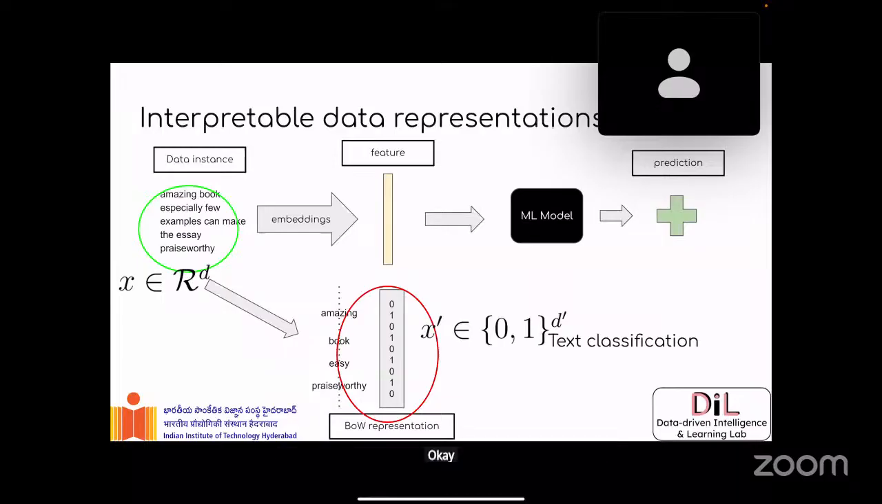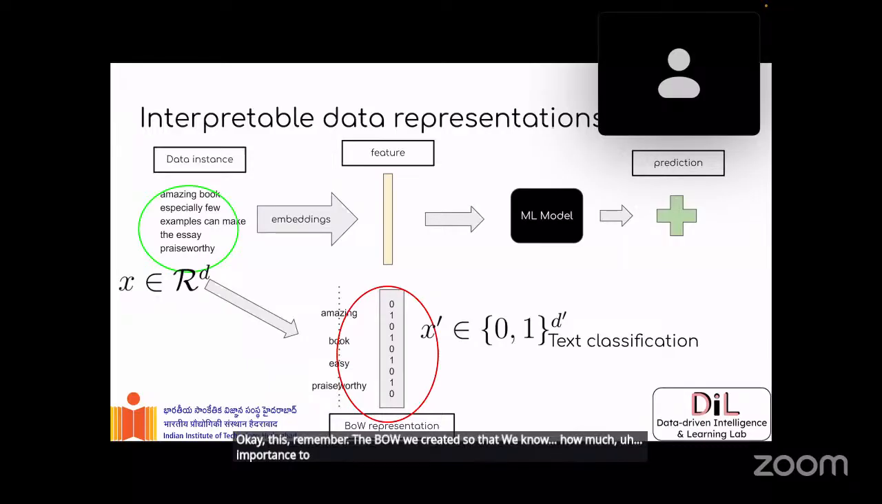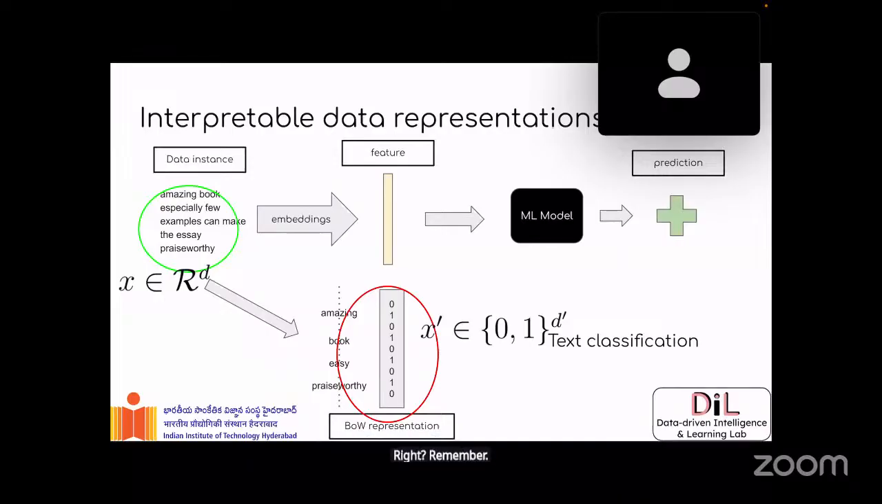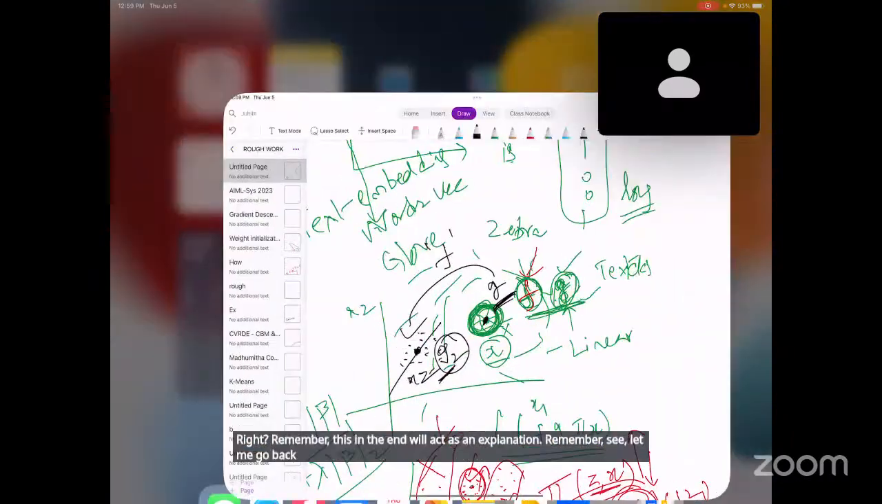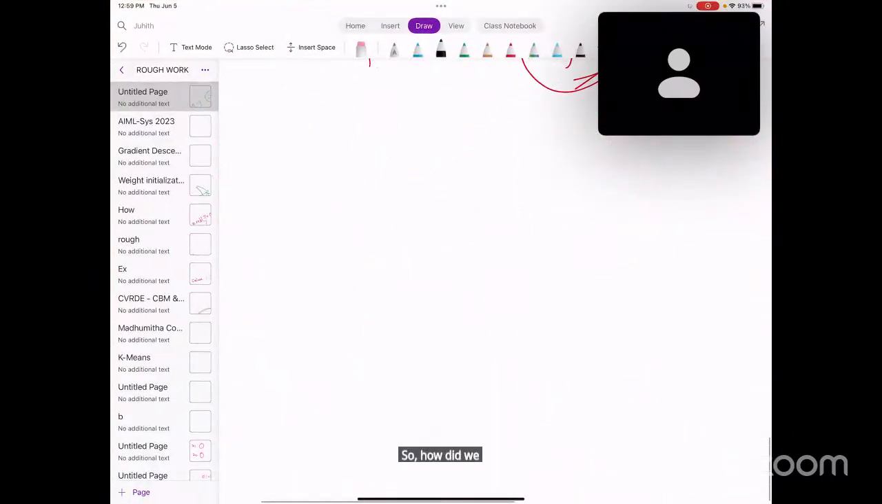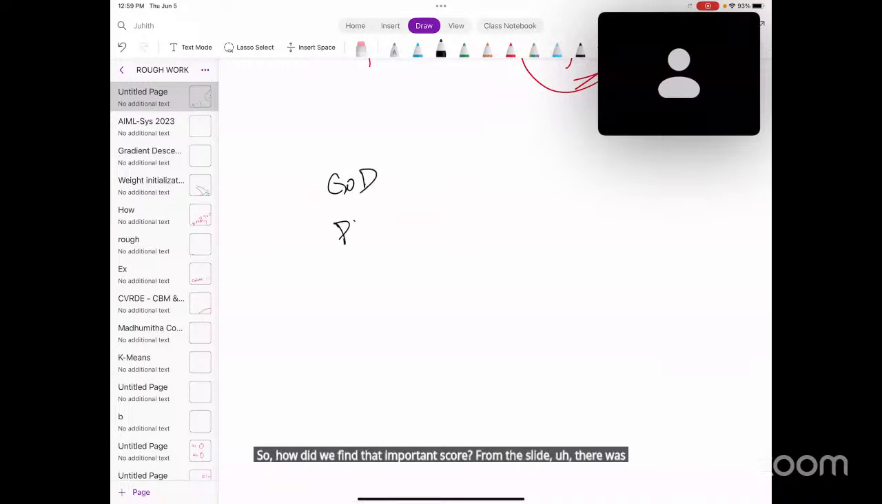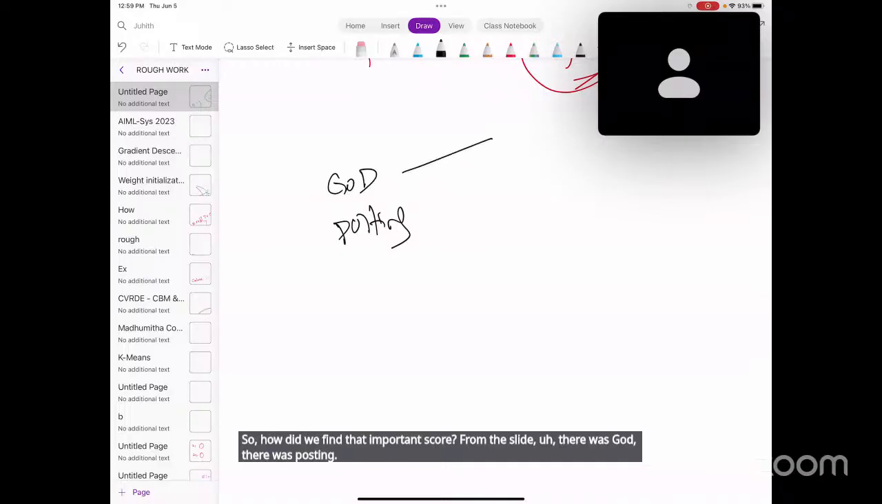Remember the BOW we created, so that we know how much importance can be given to each of these words? In the end, this will act as an explanation. Let me go back again. How did we find that importance score? From the slide, there was God, there was posting, etc. These were the weights given, right? How did we find this?